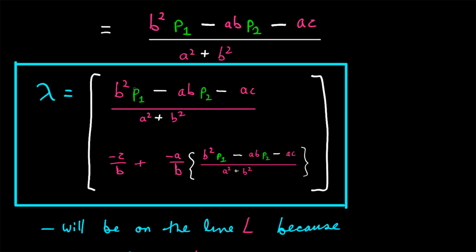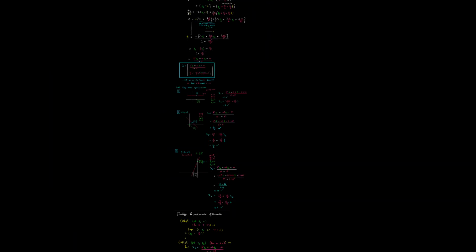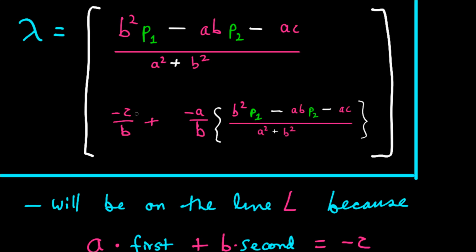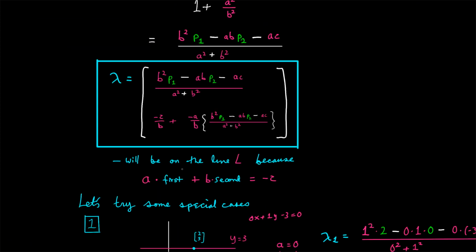All right, which is b squared p1 minus ab p2 minus ac over a squared plus b squared. I'm just going to read it again because I ended up memorizing this formula writing these notes. And then, right, so maybe pause the video or split screen, open a new window or something. Minus c over b, I'm tired of scrolling. Minus c over b plus minus a over b, that's going to be the second coordinate times the same thing in the first coordinate. All right.